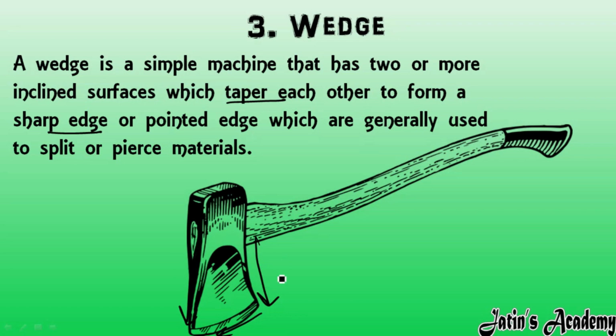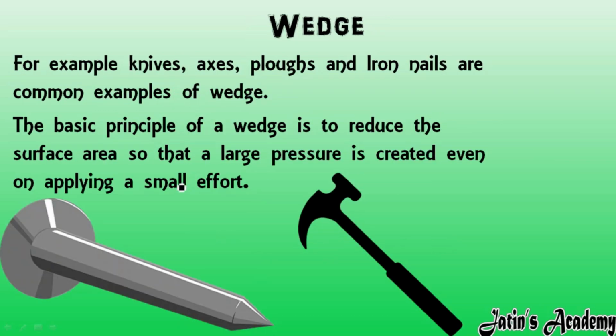And this wedge is generally used in order to split or pierce material. Pierce also means to split the materials into two halves. So in order to cut the material into two halves, we are using this kind of wedge. Fine. Examples of wedge are knife, axe, plough, iron nails. These all are examples of wedge where you can easily see that two or more inclined planes are joined so that it can easily cut the materials into two halves or it can easily make the materials move together.